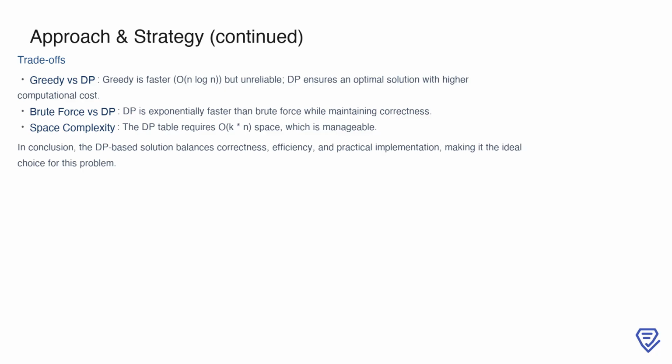Regarding space complexity, the dp table requires O(k * n) space, which is manageable for most constraints. Overall, the dynamic programming approach provides the best balance between correctness, efficiency, and implementability. While it has a higher computational cost compared to greedy methods, its ability to guarantee the minimal total distance makes it the ideal choice for solving this problem effectively.